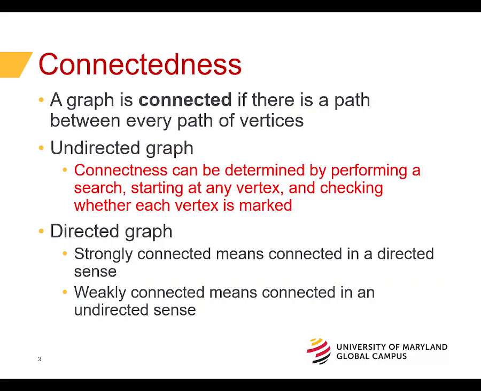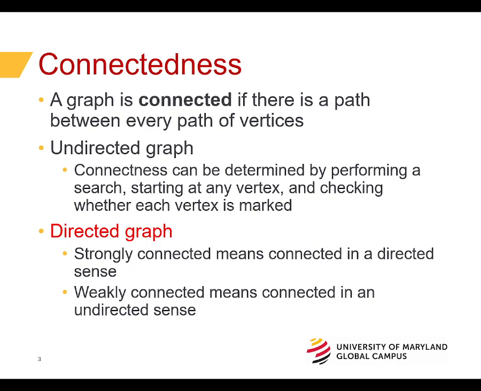To determine whether an undirected graph is connected, we can perform any type of search, starting at any vertex, and upon completion check whether each vertex is marked. If they are all marked, the graph is connected.